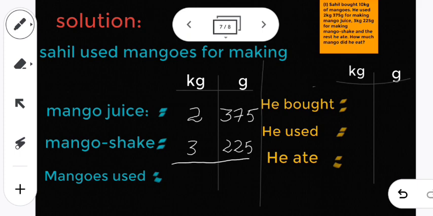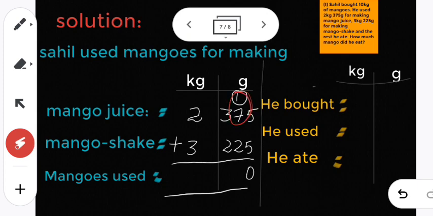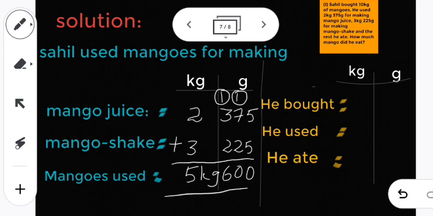So these two you have to add. You have to plus. So let's plus now. 5 plus 5, 10. So 0 you will write here, 1 you will carry here. Again, 1 plus 7, 8. 8 plus 2, 10. So here also 0 you will write, 1 you will carry here. 1 plus 3, 4. 4 plus 2, 6. Again here, 2 plus 3, 5. So he has used 5 kg 600 gram of mangoes.